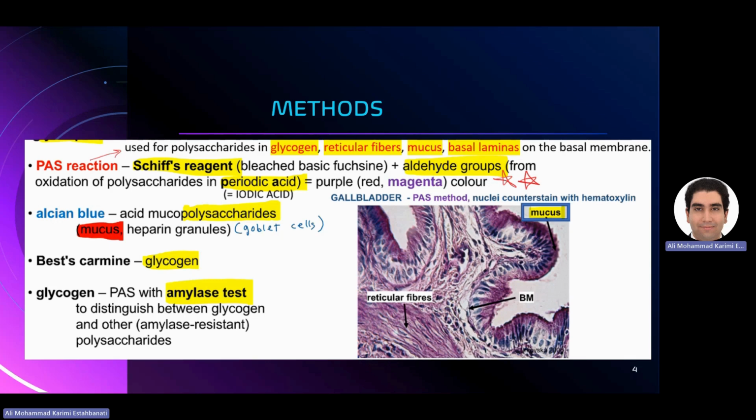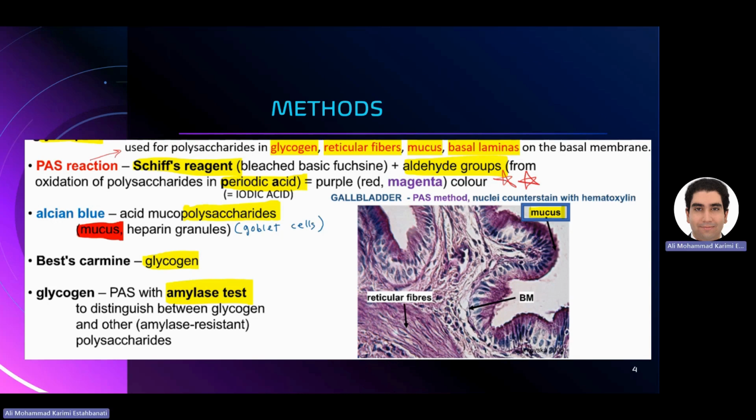Alcian blue: mostly when we talk about Alcian blue, we're either going to stain mucus or goblet cells, which have mucus inside them. But we use it for heparin granules too. And Best's carmine, as we mentioned, is for staining of polysaccharides, but most importantly for staining of glycogen.